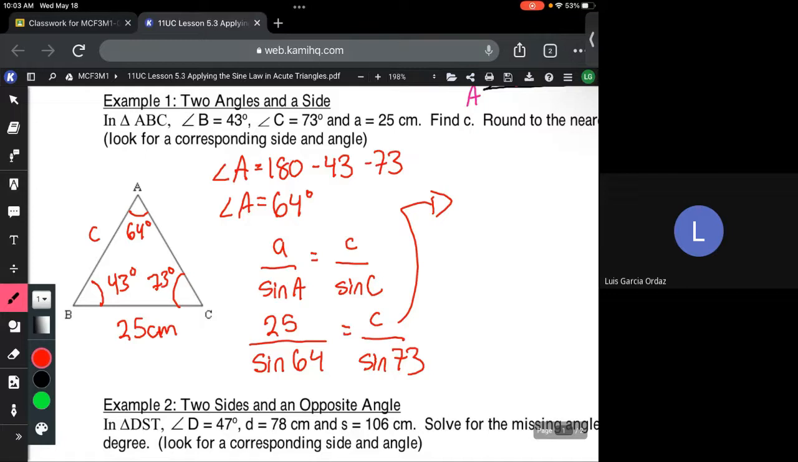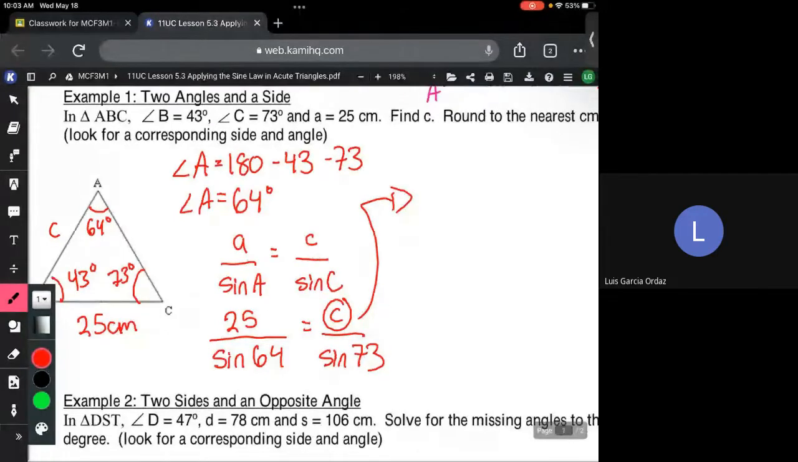So how do we solve for C? How do we isolate for C over here? Would we have to move it over? So how do we get rid of sine 73? Multiply both sides by sine 73. So I get 25 times sine 73 divided by sine 64 is equal to C.